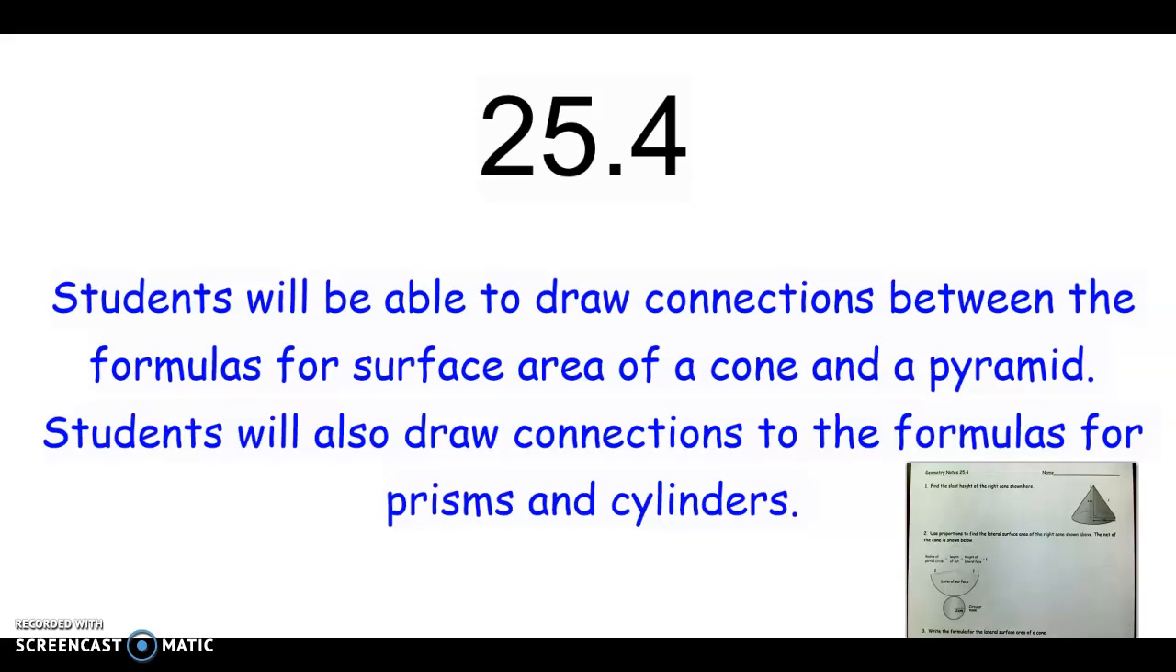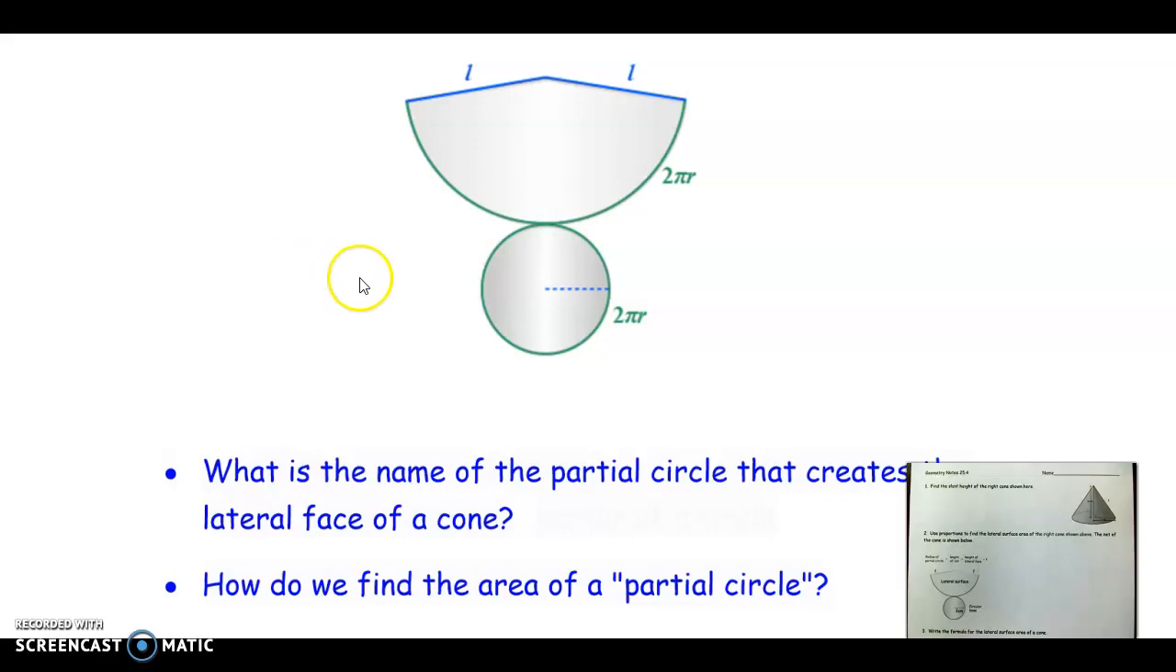This is the fourth block of topic 25, and in this lesson we're going to look at connections between the formulas for surface area of cones and pyramids, and also for formulas for prisms with cylinders. So we are looking at the net of a cone here, and we're wanting to know what could we call the name of this partial circle that creates the lateral face of a cone.